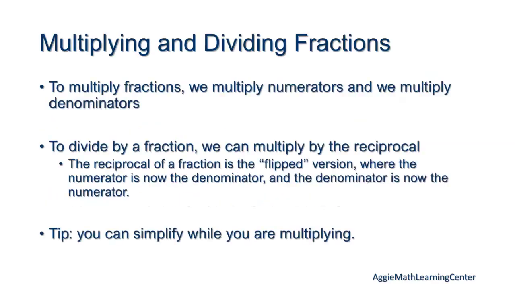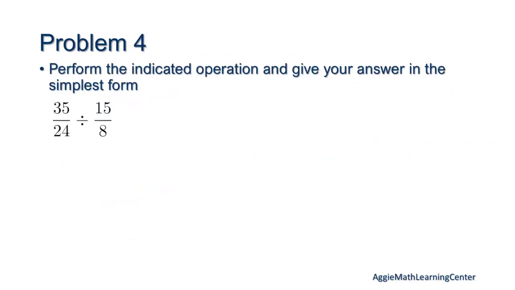Multiplying and dividing fractions. To multiply fractions, we multiply straight across the numerators, and then we multiply the denominators. Dividing by a fraction, we multiply by the reciprocal. The reciprocal is where we just flip it. Okay, perfect. Perform the indicated operation, give your answer in the simplest form.